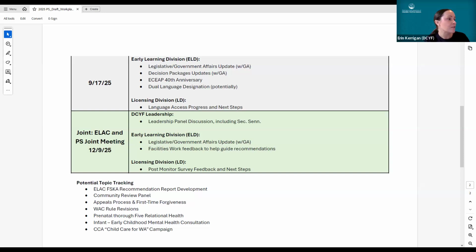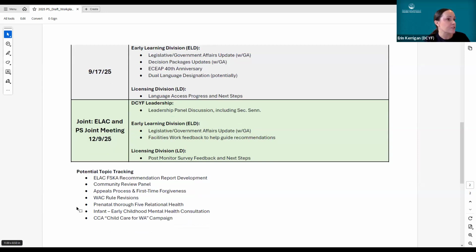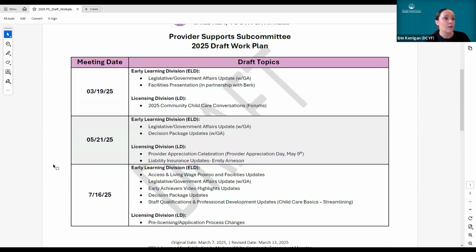So we came up with this from feedback from you guys, collecting info on your top priority topics. We also worked really closely with the government affairs team and internal staff in the early learning and licensing divisions to try to get our arms around what we'll be working on this year. So that is what is reflected in this initial draft. If there's something on here that you have questions about, or something not on here that you think should be, we are wide open to any input you may have.